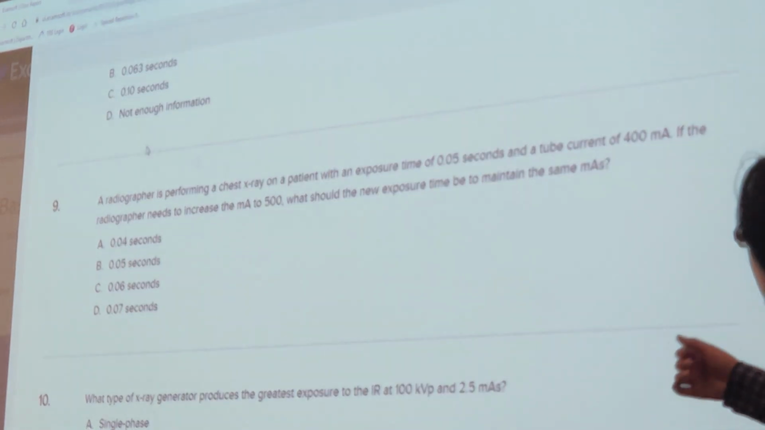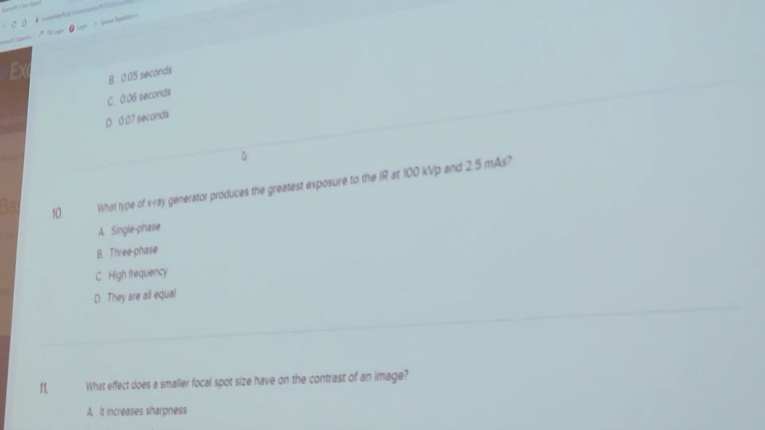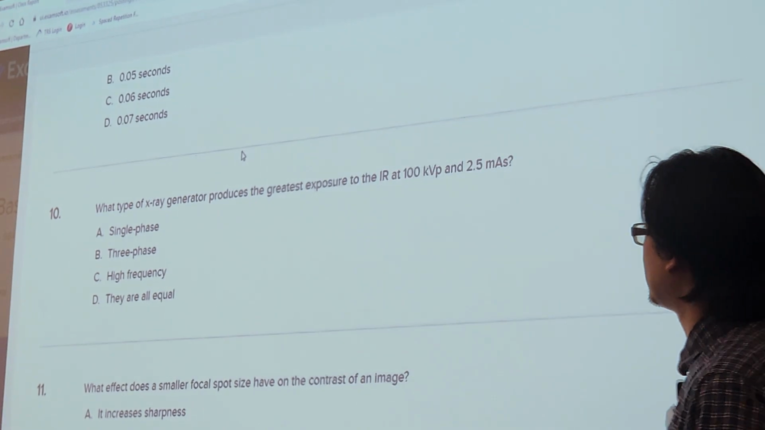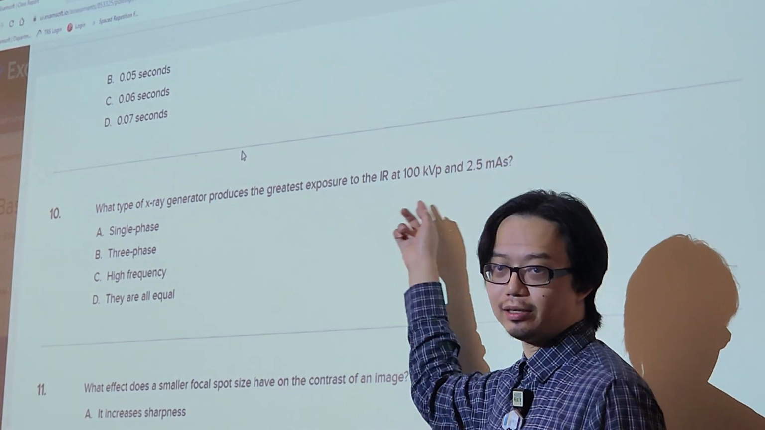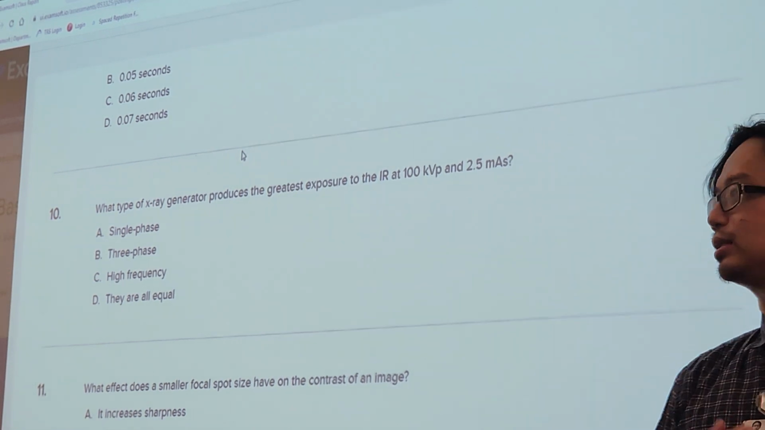Right, so number 10. Everybody gets the concept of number 9, right? Yeah. Okay. So number 10, what type of X-ray generator produces the greatest exposure to the IR at 100 kVp and 2.5 mass? So everybody knows it's high frequency. It's just greater exposure. Exactly. Okay, just real quick, do these numbers actually matter? No, that's just fluff, right? Greatest exposure. Just remember, high frequency is higher exposure.